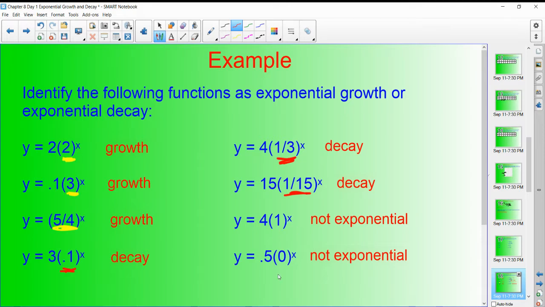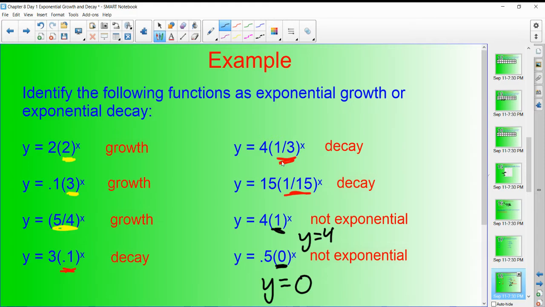And then these last two. If my multiplier is 1, it's really not changing at all. So this is linear. Y equals 4 times 1 to the x really is just y equals 4. That's a horizontal line. So that's what we call a degenerate case, where you can write it like that, but that doesn't make any sense for exponential. And then the bottom case, y equals 0.5 times 0 to the x. 0 to the x is 0, times 0.5 is 0. And this is y equals 0, another horizontal line, also not exponential.